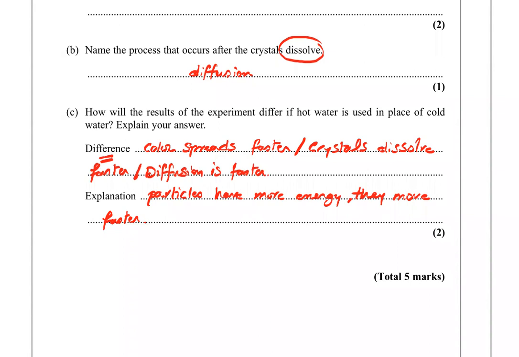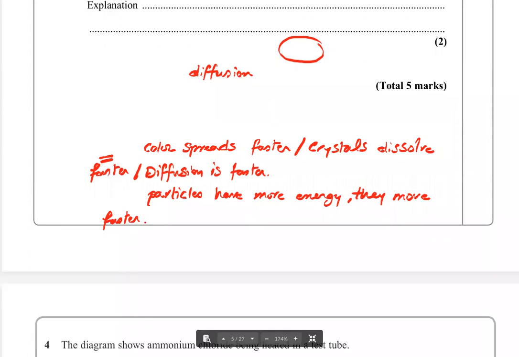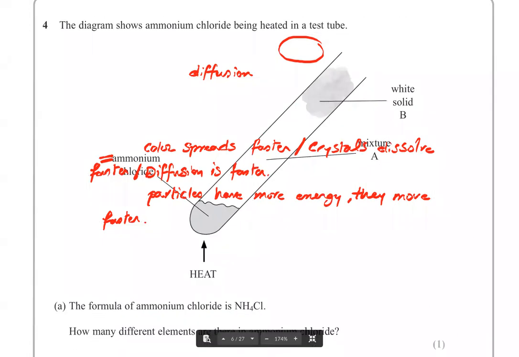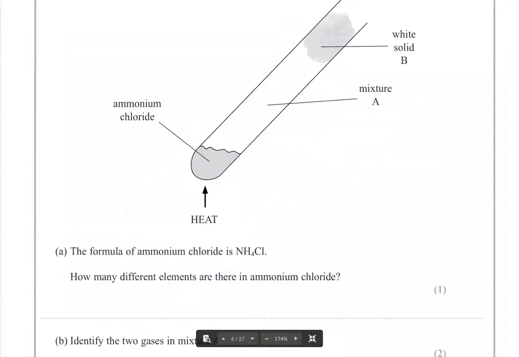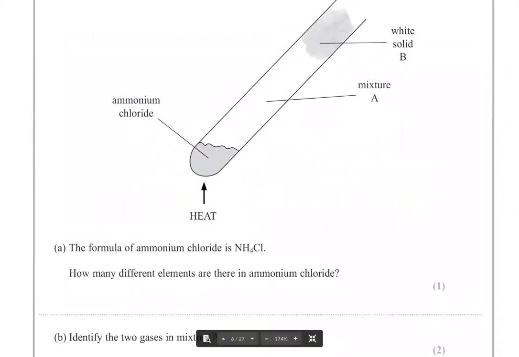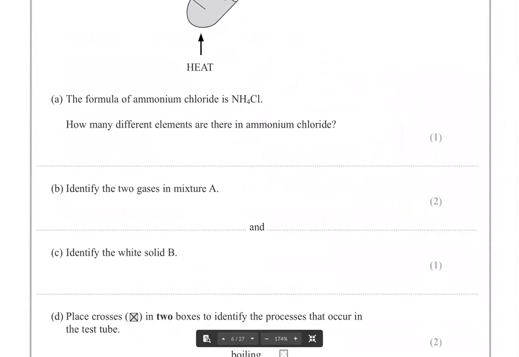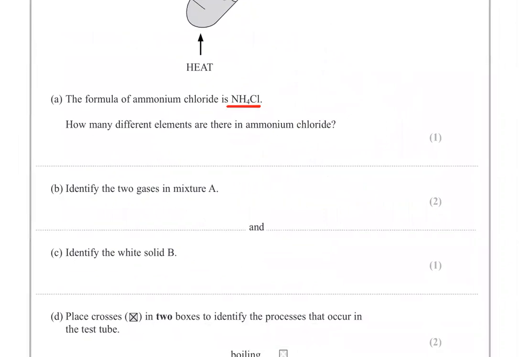طيب ده question C. Question 4. The diagram shows ammonium chloride being heated in a test tube. الهيتنج للأمونيوم كلورايد يعملوا breaking down لأمونيا وهيدروجين كلورايد زي ما احنا قلنا قبل كده. The formula of ammonium chloride is NH4Cl. How many different elements are there in ammonium chloride? في النيتروجين وفي الهيدروجين وفي كلورين، يبقى في 3 different elements.